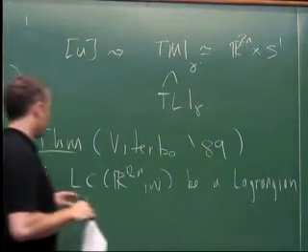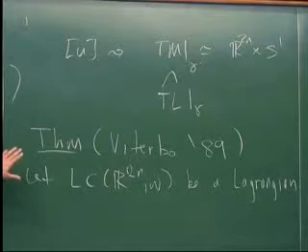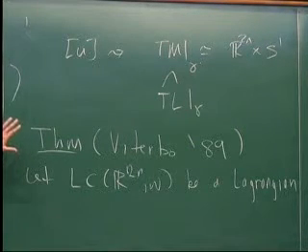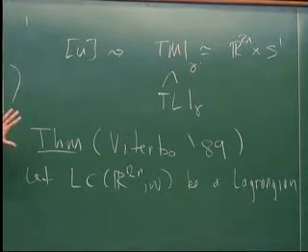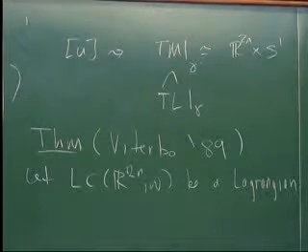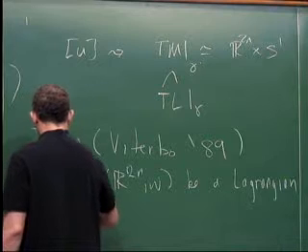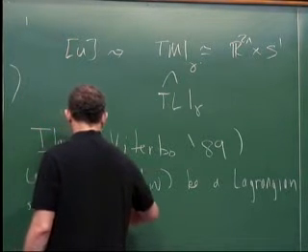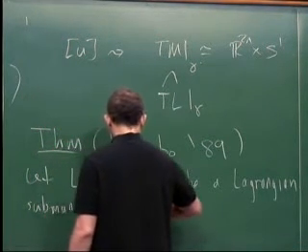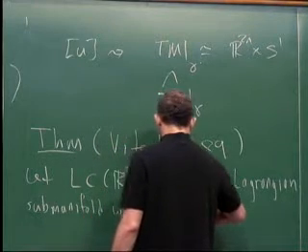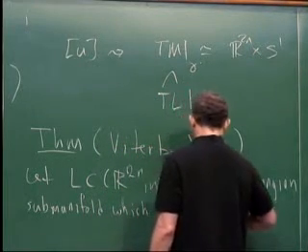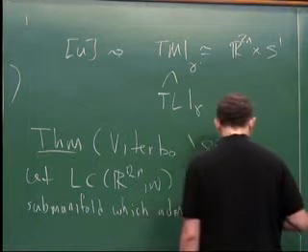I haven't said it yet, but let me just say it once. All Lagrangians I consider would be compact without, so closed manifolds, compact without boundary. So let's let L be a Lagrangian submanifold which admits a metric with non-positive sectional curvature.